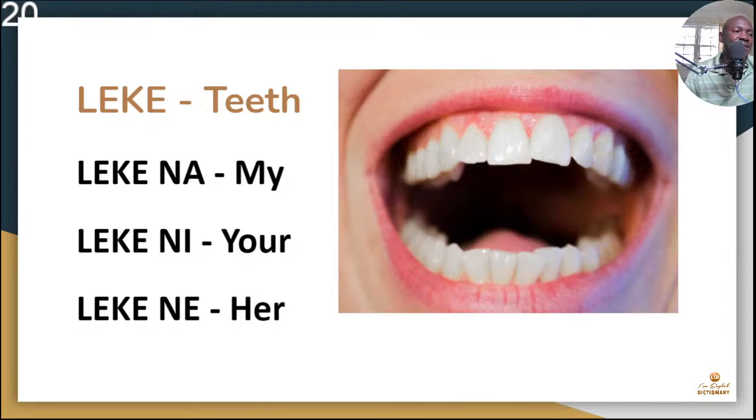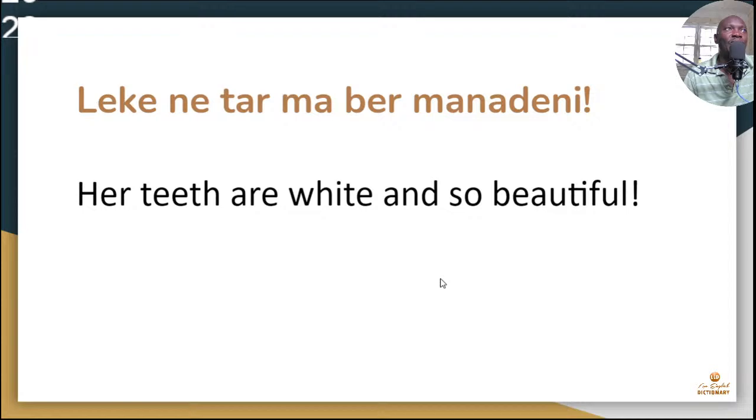In a sentence, you can say, leke ne tar, maber manadeni. So her teeth are white and so beautiful. Tar is associated with being white and clean, okay?